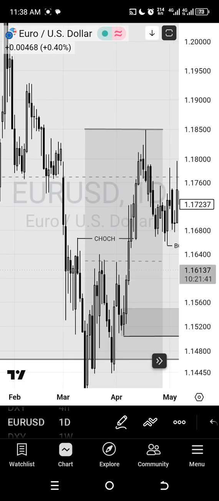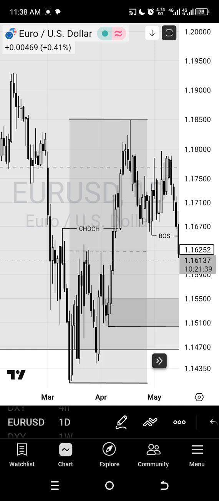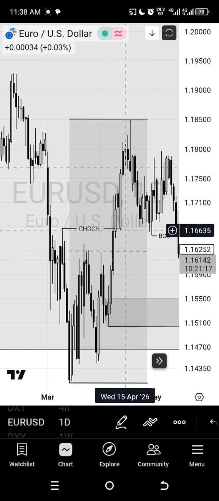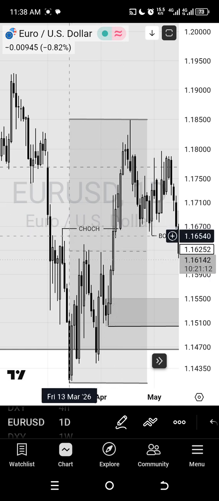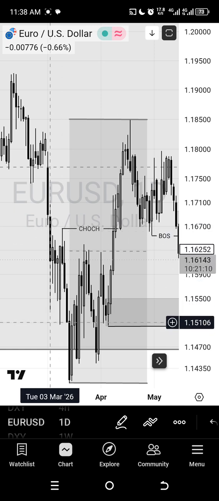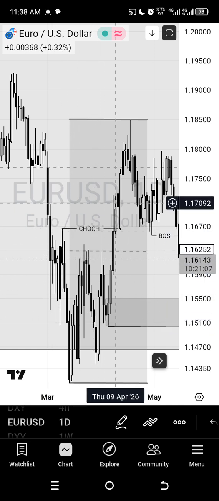Okay, on the left hand side we could see that we got a market structure shift, change of character, because we were on a bearish trend. Then we broke above the previous swing high and made an expansion swing towards the upside. Based on that, we now went into a bullish trend. What currently happened was that as we made an expansion towards the upside, we made a dealing range because we took both the swing high and the swing low, and we made an expansion swing upward.